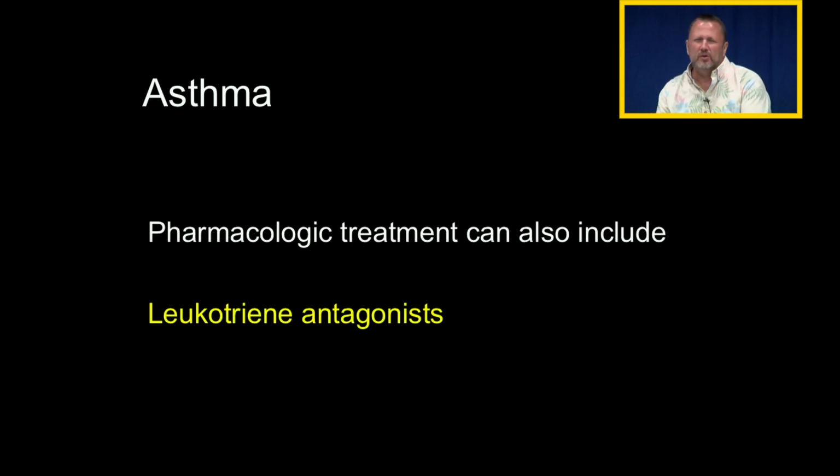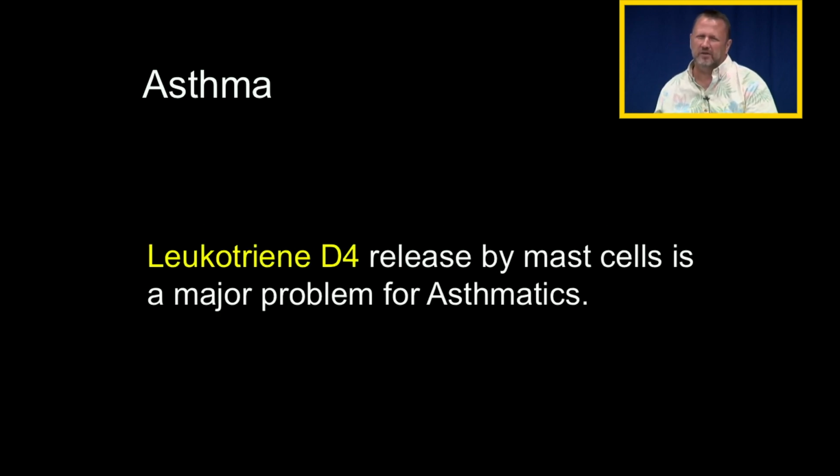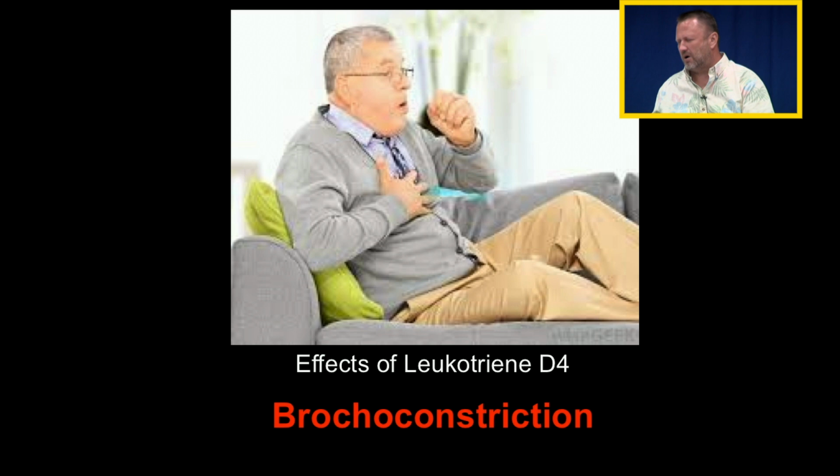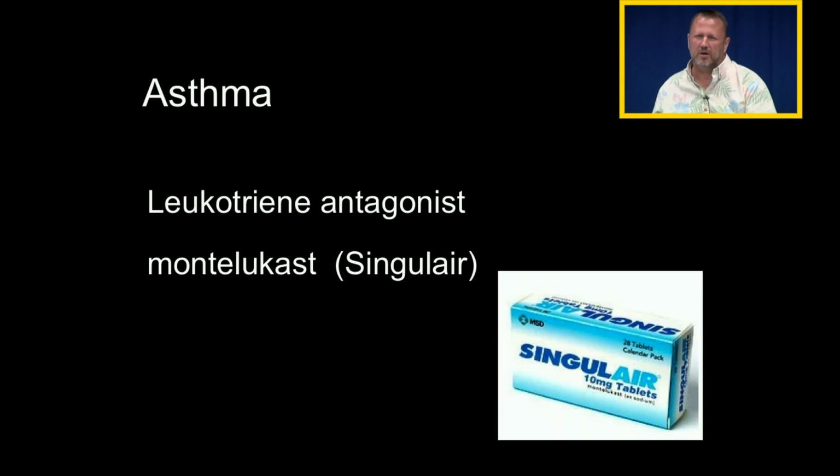And then we'll talk about the leukotriene blockers. Again, remember leukotriene, especially leukotriene D4, is a mediator of allergic reactions. And so leukotriene D4 release by mast cells is a major problem for asthmatics, causing bronchoconstriction. And a very effective drug for the treatment of asthma is montelukast, Singulair. It's an excellent drug for asthma.